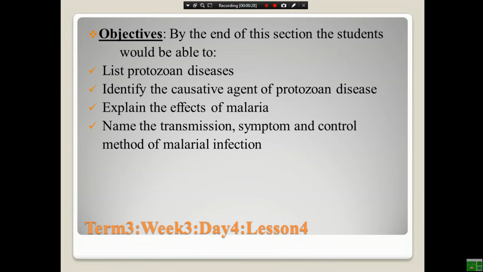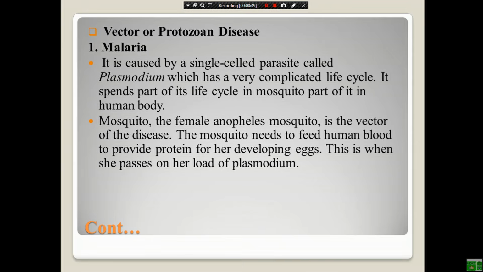Objective: by the end of this section, the students will be able to list protozoan diseases, identify the causative agents of protozoan diseases, explain the effects of malaria, and name the transmission, symptoms, and control methods of malarial infection. Let's go on. Vector or protozoan disease.